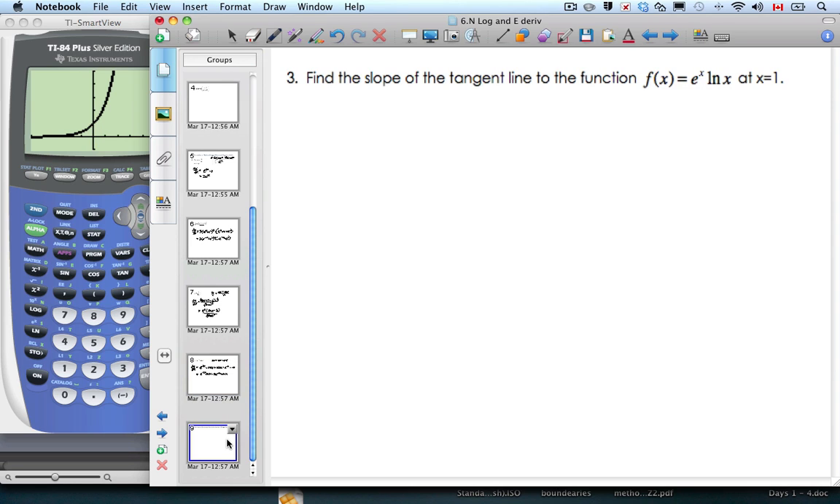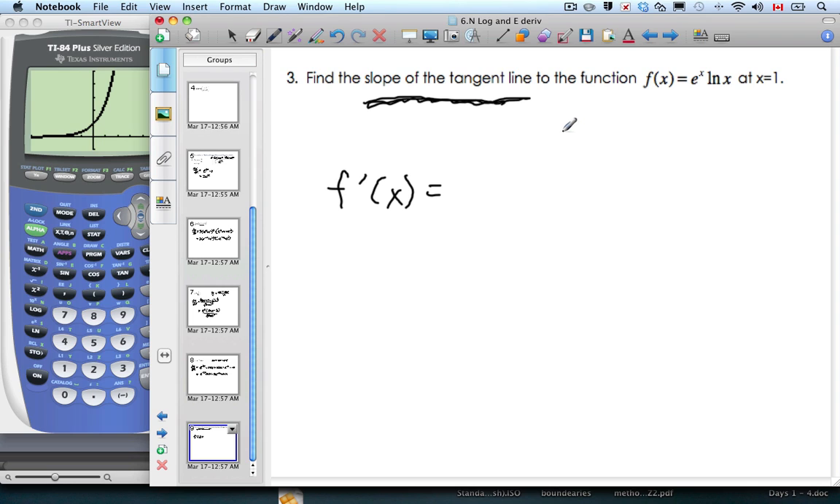Let's see what we have in store. Find the slope of the tangent line to the function e to the x ln x at x equal to 1. Oh, here's our hint: slope of the tangent line. How do we find the slope of the tangent line? It is the derivative at the point x equal to 1. So let's just find the derivative of f of x. Do you want to find the point first? No, that's fine. We just want the slope. So let's do our product rule, because we've got e to the x ln x.